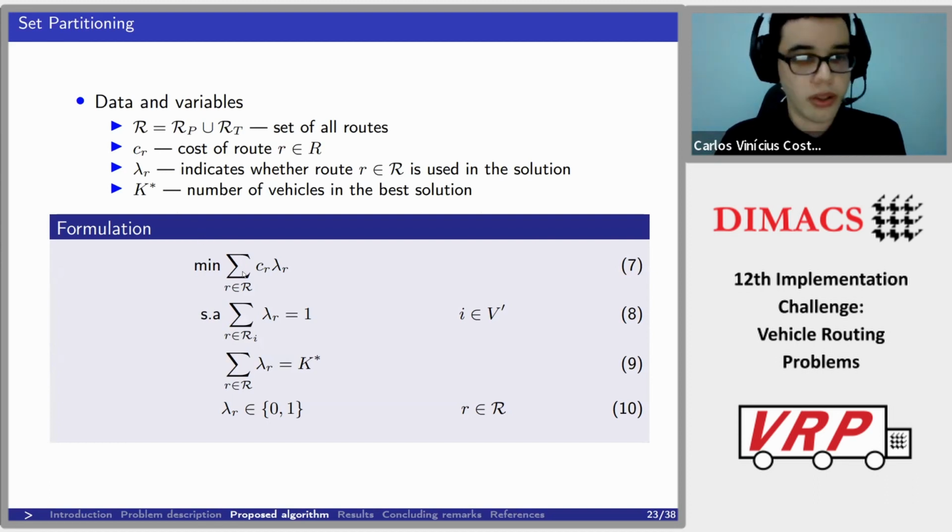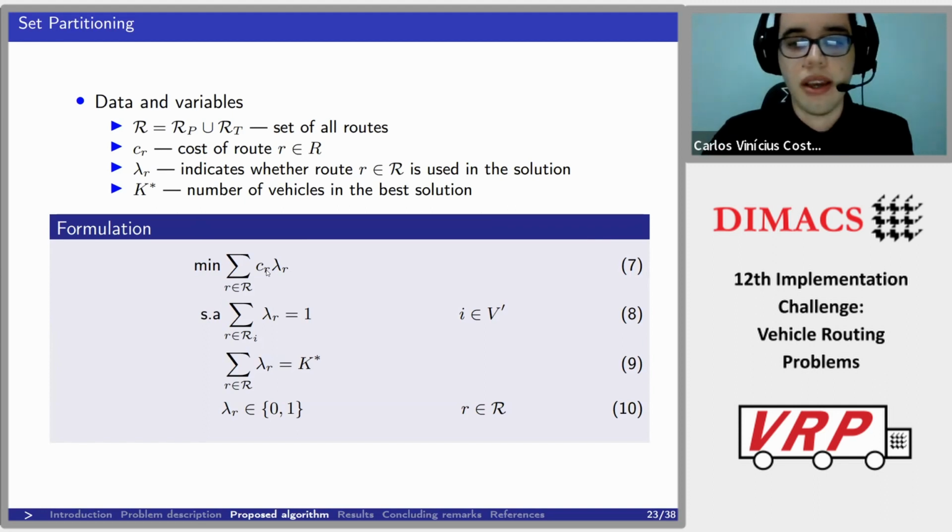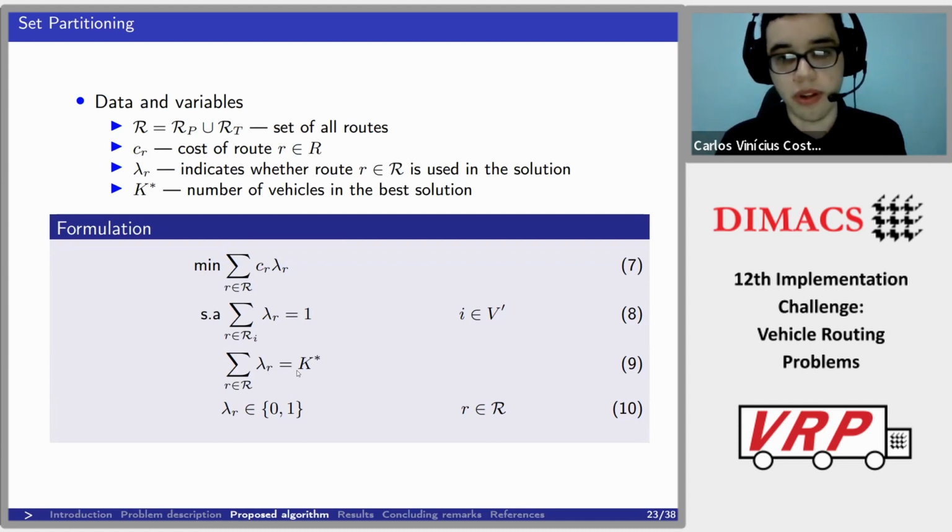So we have this variable lambda r, which tells us if route r was used in the solution, and we're trying to minimize the total cost of the solution. We're forcing every customer to appear exactly once, and we're compromising ourselves a little bit because we're forcing the number of routes to be that of the best solution found, just to attempt to make the model easier to solve.